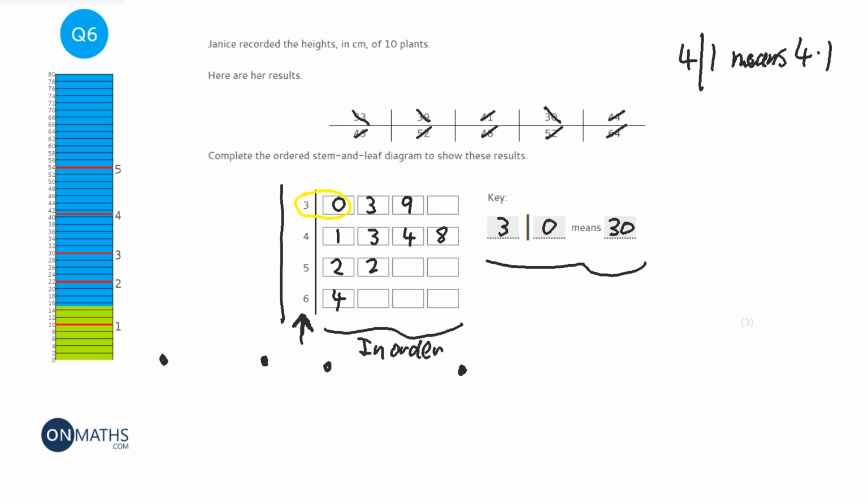Now you need to have, first of all the numbers in the stem and leaf, secondly them in order, and thirdly the key. That's what the mark scheme is going to say.